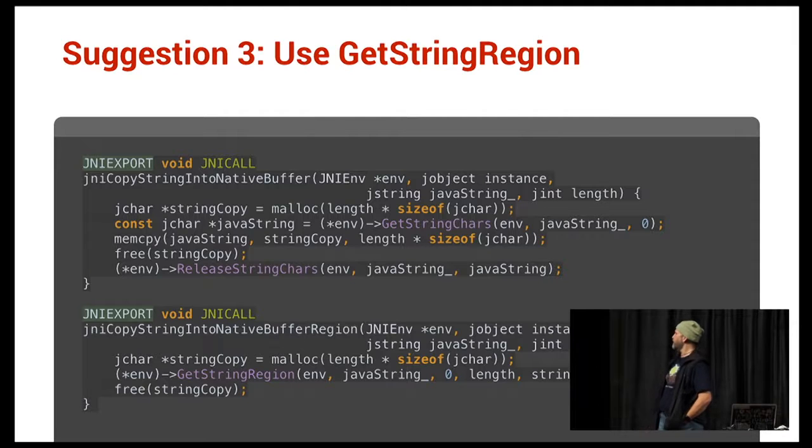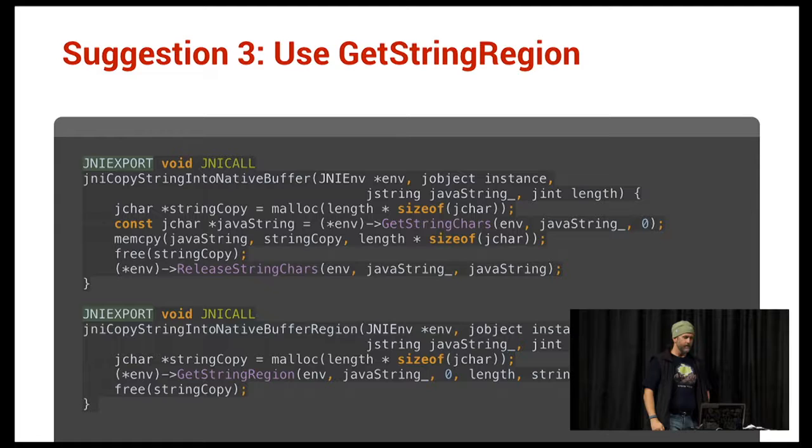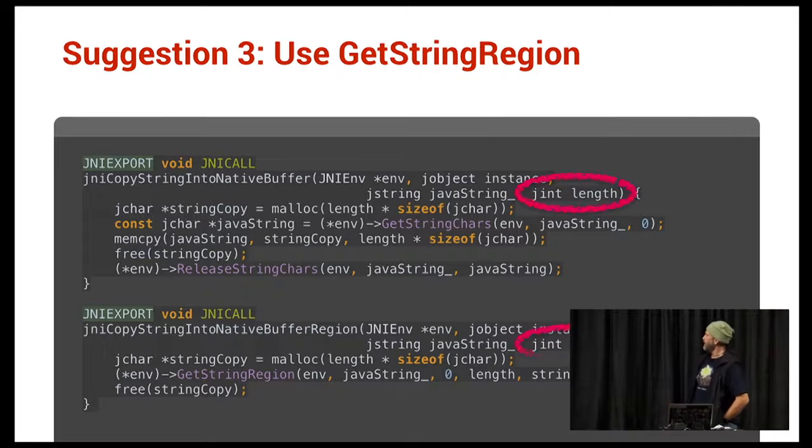Well, this is actually kind of cool. Sorry, you're talking to native code as well, and to the VM. So this is kind of cool here: you can use GetStringRegion, and GetStringRegion does the copy for you. That's kind of nice.